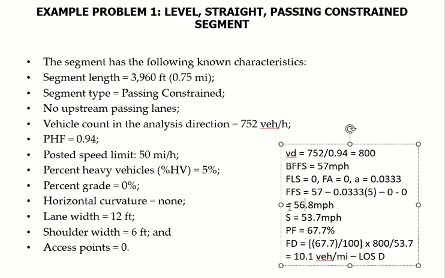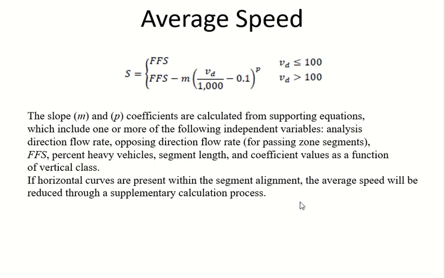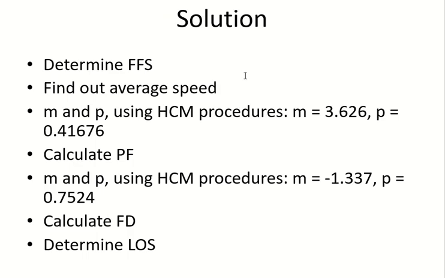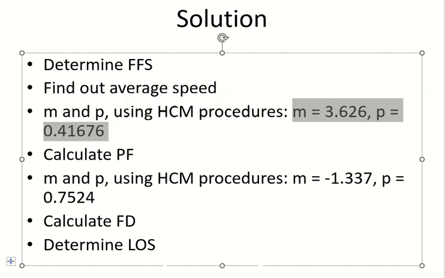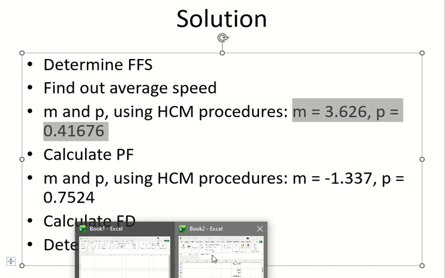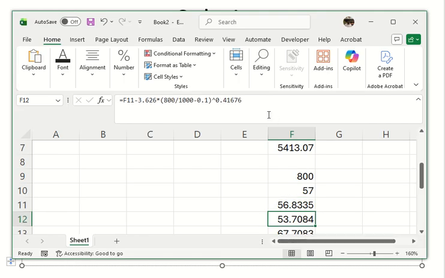Okay, so my free flow speed is this much. Now I have to check whether the average speed is the free flow speed or this one. My flow is 800, so I have to use this equation. To use this equation, I need M and P. So where are M and P? You have the values of M and P. So I will calculate my speed using this equation.